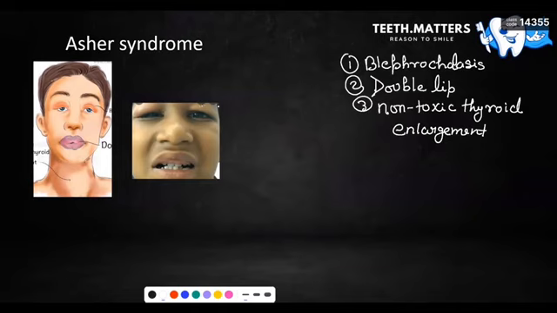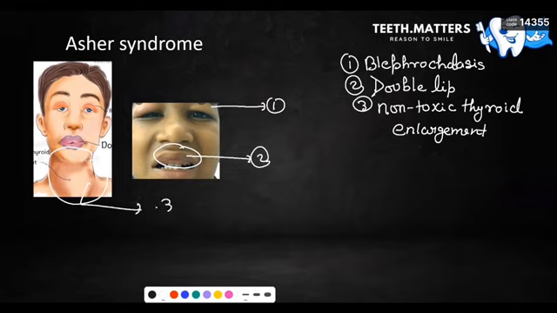So here in this clinical picture, we can see swelling in the upper eyelid. This is known as blepharochalasis, swelling in the eyelid. And here we can see double lip. And in this picture, we can appreciate non-toxic thyroid enlargement. In the exam, they confuse you by giving the option of toxic thyroid enlargement, but keep in mind, here it is non-toxic thyroid enlargement.